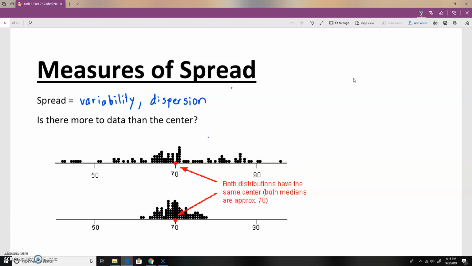They both have a median, a middle that's around 70. But you'll see the distribution at the top is a lot more spread out than the distribution at the bottom. So just because they have the same median or even the same mean, it doesn't mean the two data sets are even very similar.